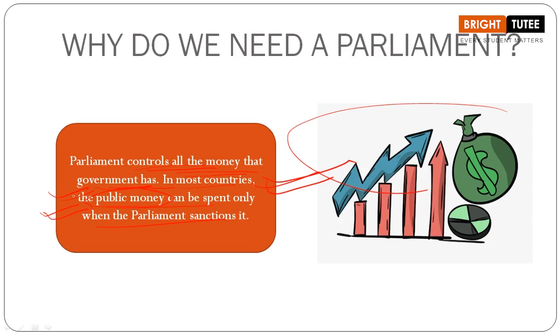So when we are talking about the public money spent on the welfare of the common public, it can only be spent when the parliament sanctions. It means that when the government gets the approval from the parliament, from the parties that sit there and vote in favor or sanction it, they are giving the approval. So this is how the parliament controls all the money that the government has. This is the next point that you have to understand.